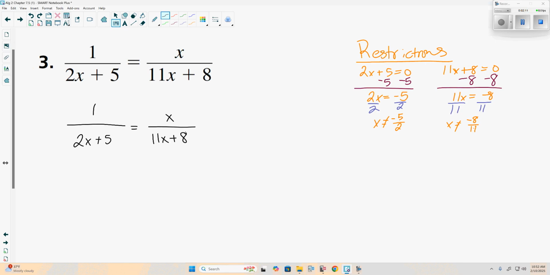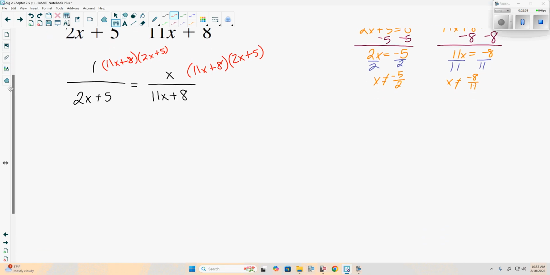Least common denominator. Now, 2x plus 5 and 11x plus 8, both of those are factored and simplified as they get. There's nothing in common between the two. So what we can do is multiply this through by 11x plus 8 and 2x plus 5. And the reason we do this is to get the denominator simplified. We want to reduce all of our fractions down.